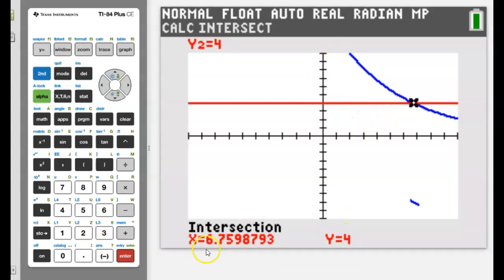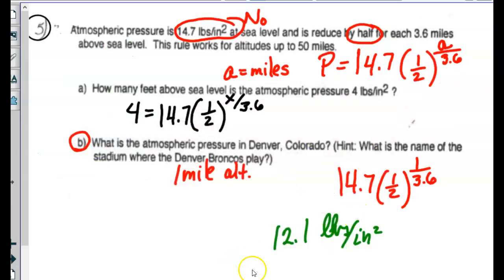All right, I got 6.76. Anybody else get that? Okay, so what that's saying is you'd have to be up 6.76 miles to get that kind of low pressure. How do we change that to feet?